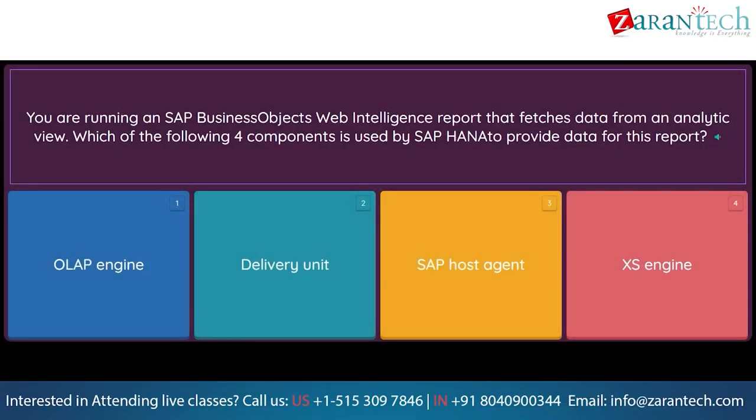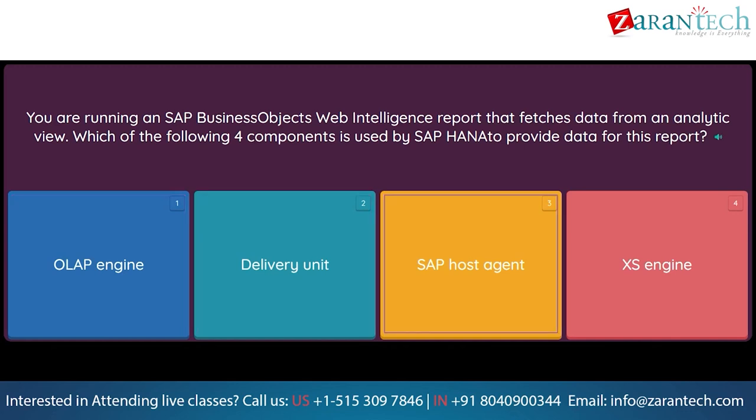Question: You are running an SAP Business Objects Web Intelligence report that fetches data from an analytic view. Which of the following four components is used by SAP HANA to provide data for this report? Option 1 OLAP Engine. Option 2 Delivery Unit. Option 3 SAP Host Agent. Option 4 XS Engine.